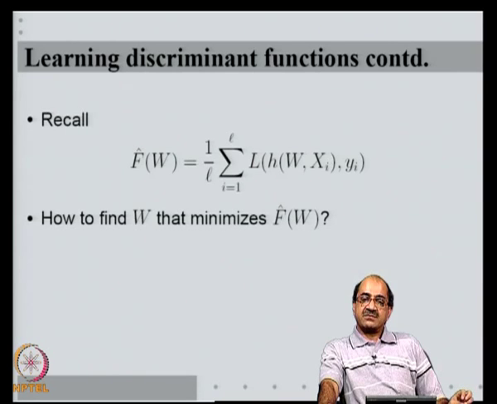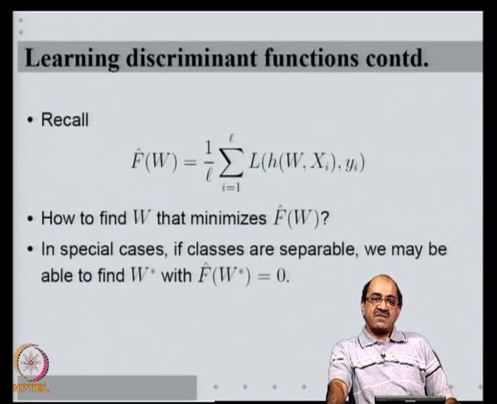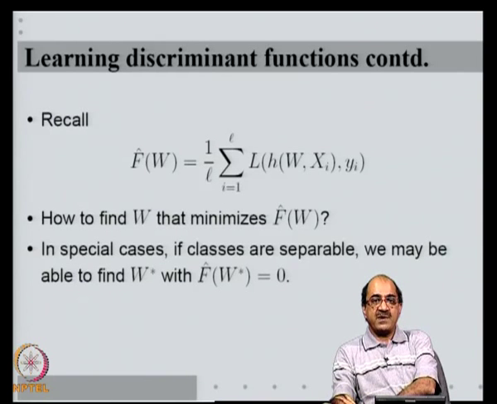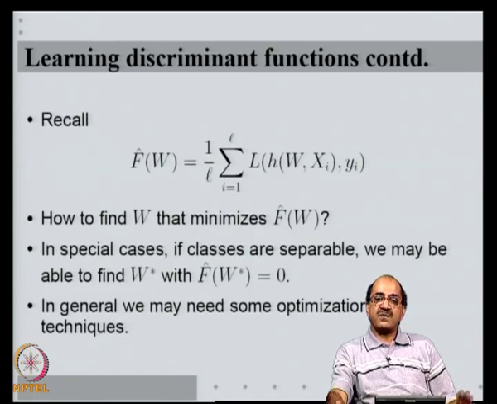How do I minimize this? There is still a problem. We can have special algorithms such as perceptron algorithm, which can find a W such that f hat W is 0. That would of course be minimum, because we know loss function values are all positive. So, for any given W, f hat W is always greater than or equal to 0. So, if I can find one W for which f hat W is 0, then that is the minimum. So, there can be some special algorithms which try to find that. But in general, we have to use a standard optimization technique, or some other optimization technique.